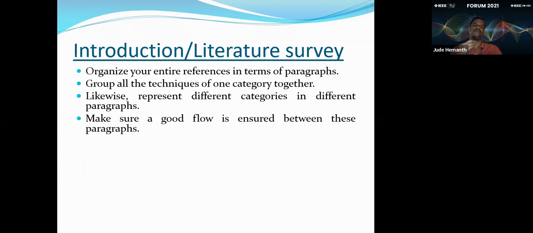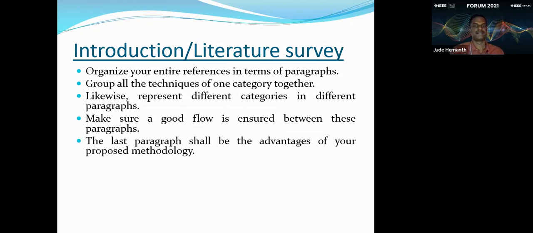But sometimes there may be some works where the representation may be different. That is okay. But most of the time, try to start with the old techniques and come to the new techniques. Don't come in the reverse way. That is going to be meaningless. The last paragraph. Now, 7 paragraphs you have completed. Now come to the last paragraph.